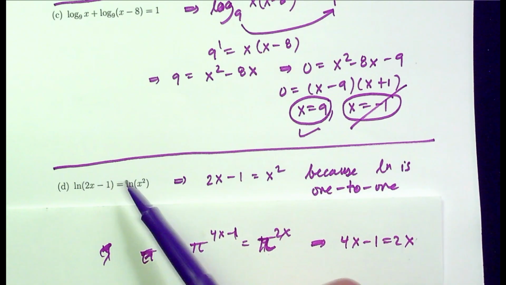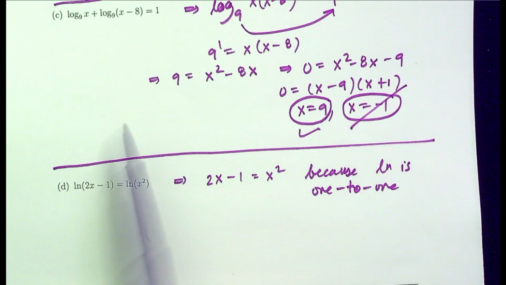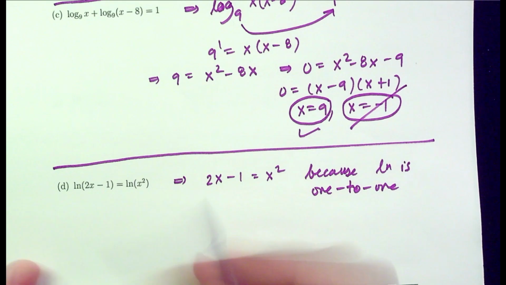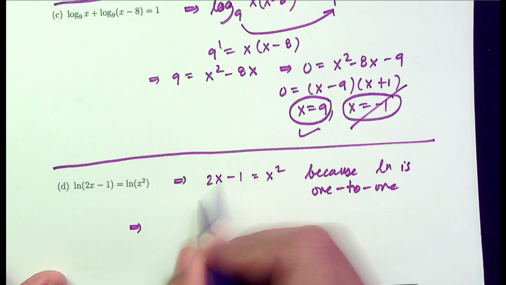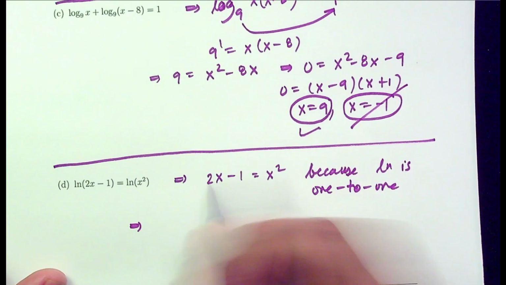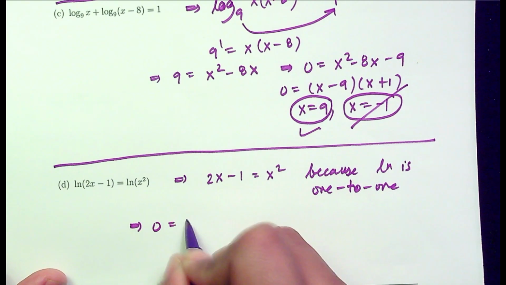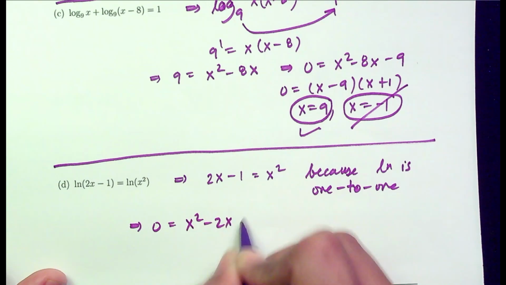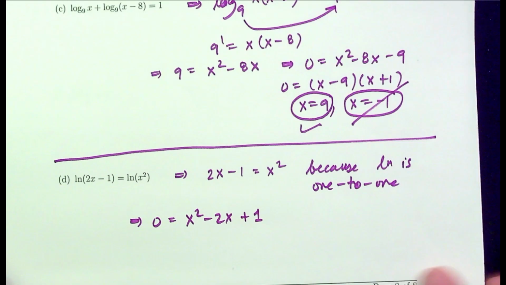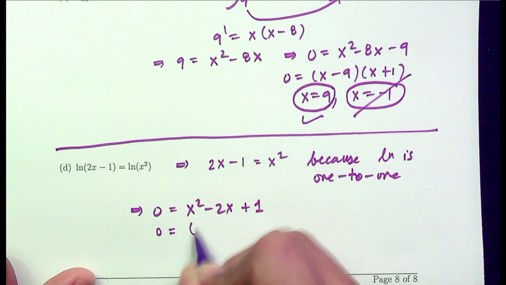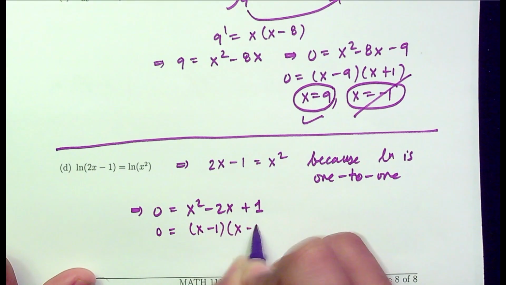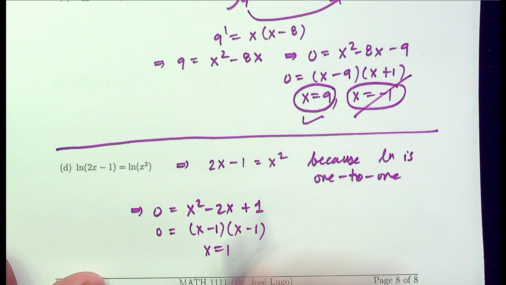If you have two logarithms, as long as the bases are the same, and they are, then the inputs have to be the same. All right, once you have that, this is a quadratic, and you know how to solve a quadratic. Move everything to one side so you get 0, so this is x squared minus 2x plus 1. And then either use the quadratic formula or factor, so this is x minus 1 squared, so you get that x equals 1.